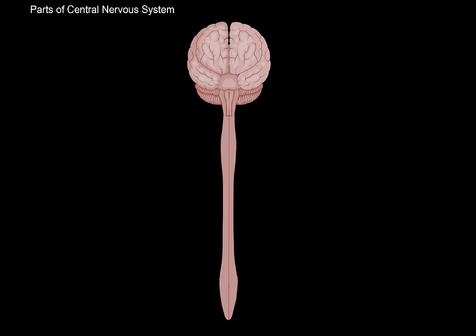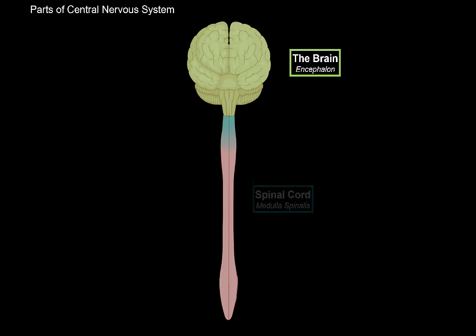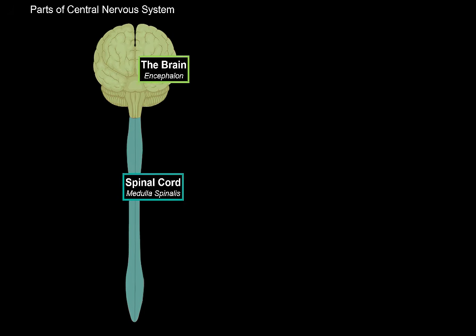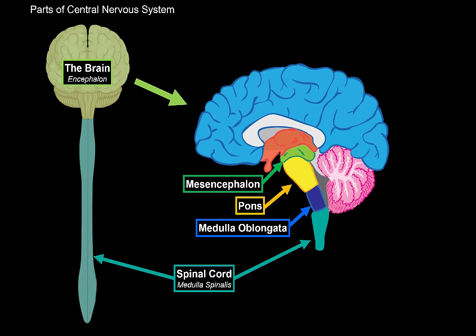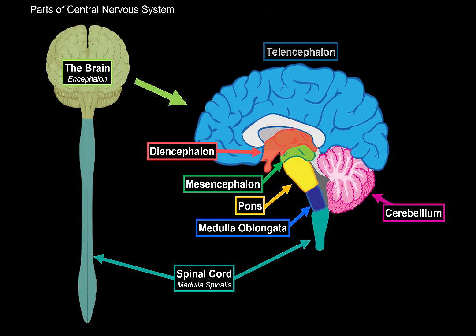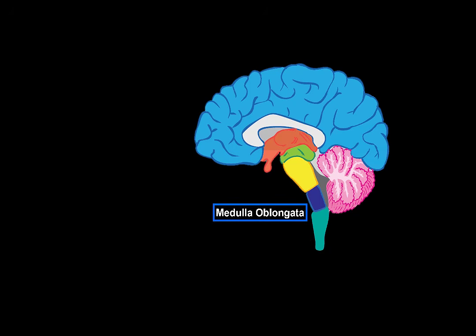So remember, the central nervous system consists of two parts, the encephalon and the spinal cord. The encephalon is further subdivided into specific parts. We have the brainstem, which consists of the medulla, pons, and the midbrain, or the mesencephalon. We have the cerebellum back here, then the diencephalon and the telencephalon. So our focus in this video is going to be the medulla oblongata, which is here.